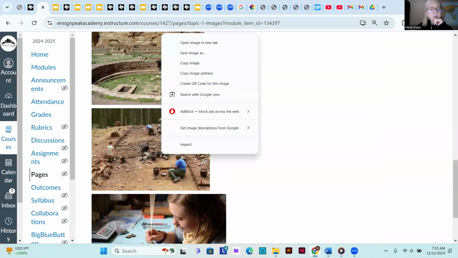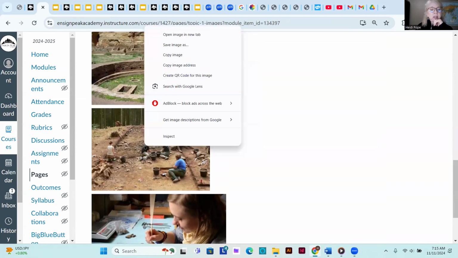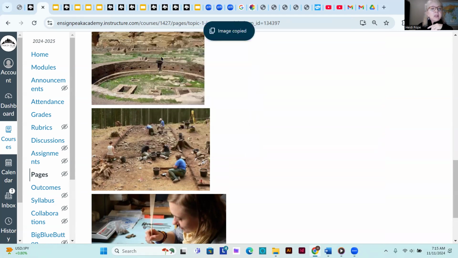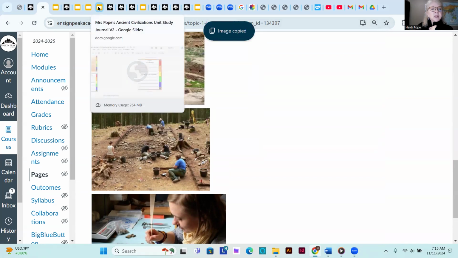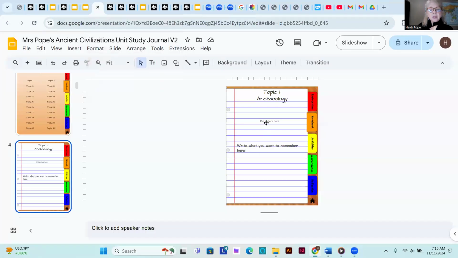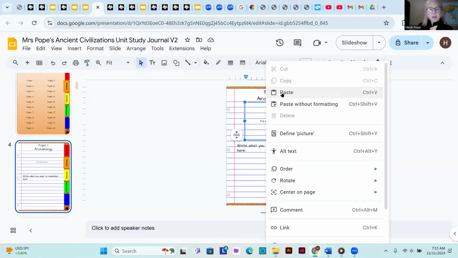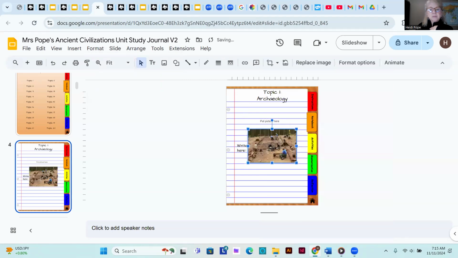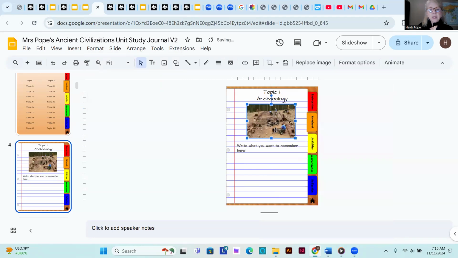So I'm going to choose this picture and I right clicked it. Okay. And I am going to left click copy image. So now the image is copied. And I'm going to go back to Mrs. Pope's unit study journal. And I am going to paste it right here. And I'm just going to move it up where I want it.